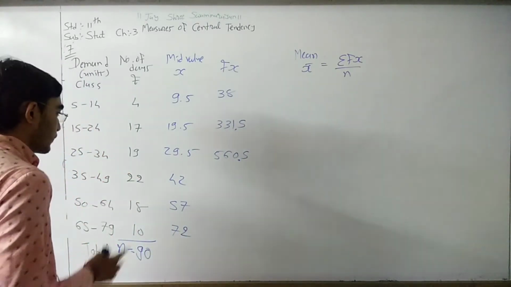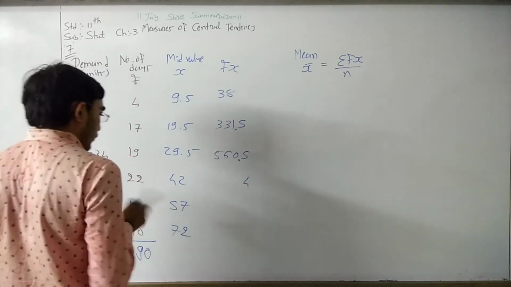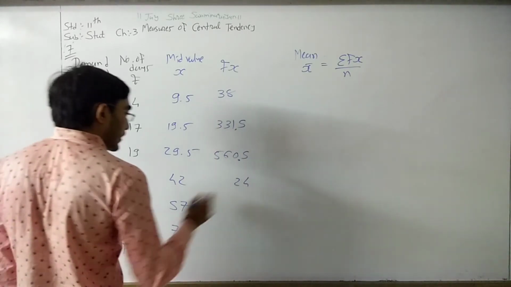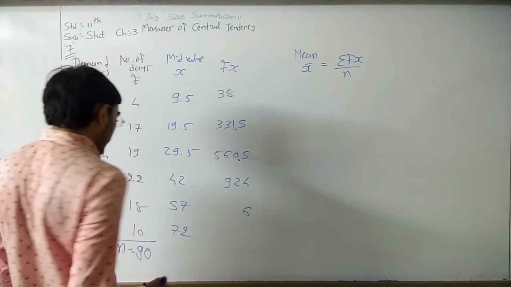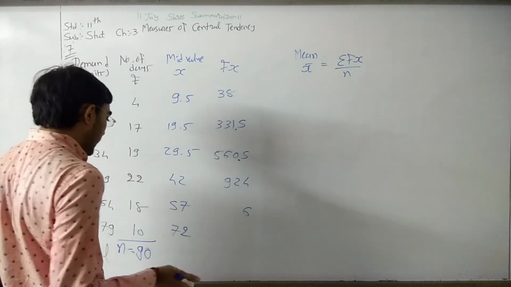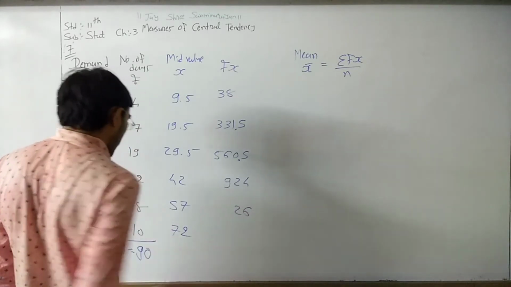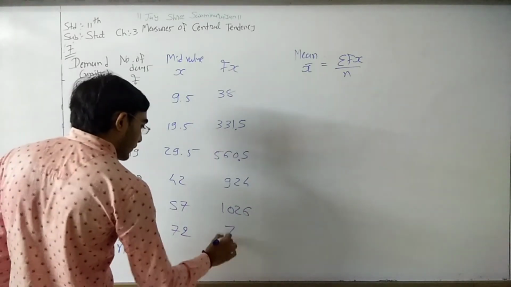22 into 42. 2 2s are 4. 2 2s are 4. 4 2s are 8, 12. 4 2s are 8 plus 1, 9. 8 7s are 56. 5 7s are 7 plus 5, 12. 12 plus 40, 52. 5 remainder. 5 ones are 5 plus 5, 10 and 720.